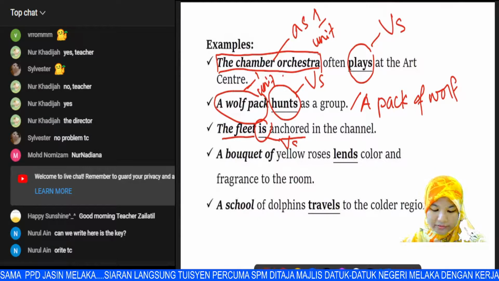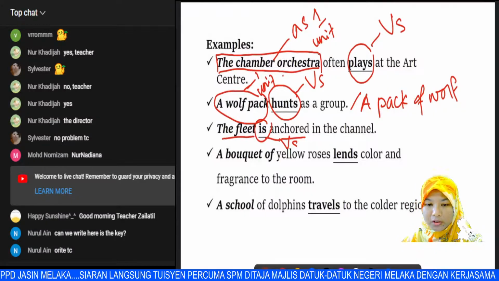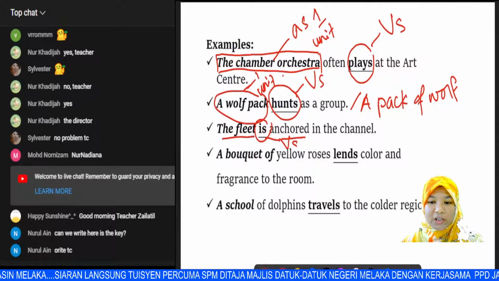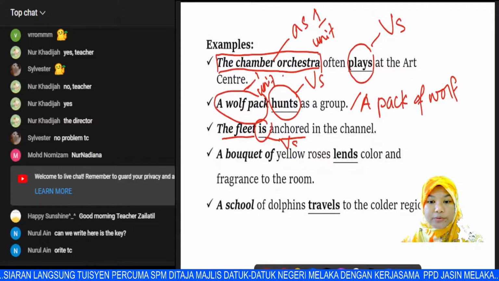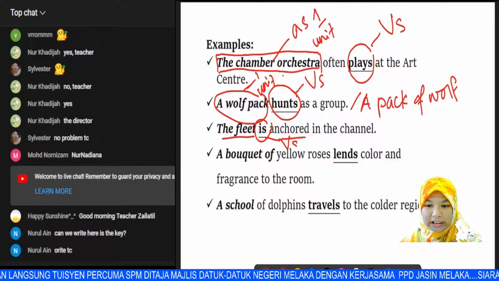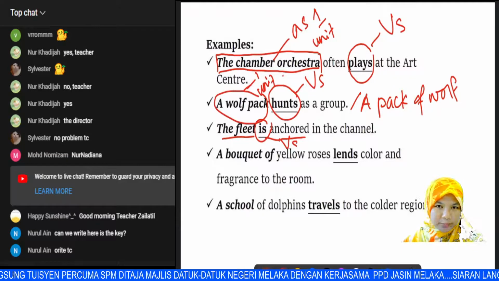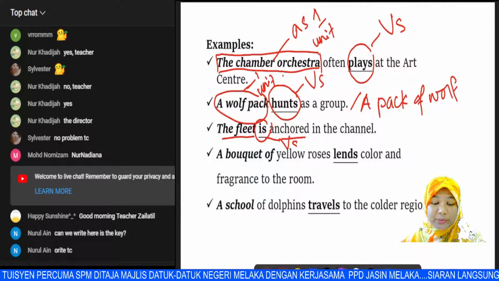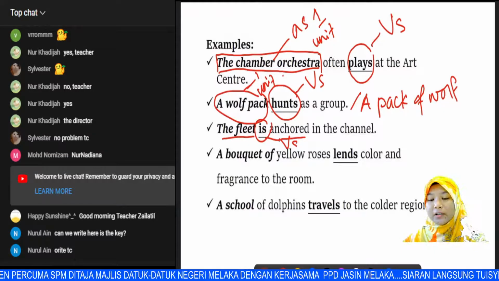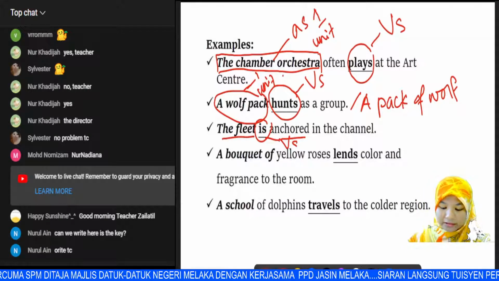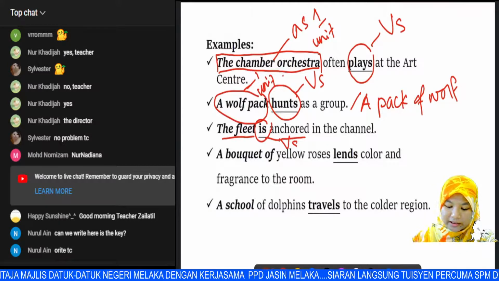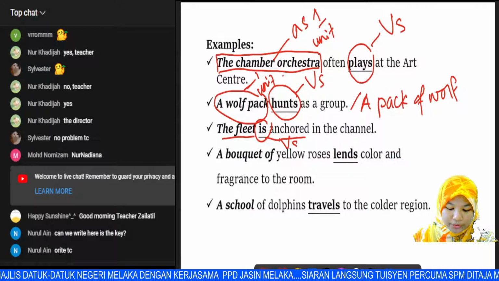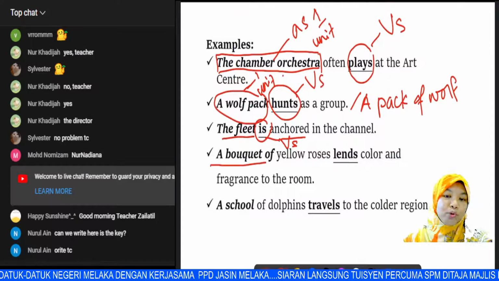Okay, next, example number 4. A bouquet of yellow roses lends color and fragrance to the room. Here you might get confused between a bouquet of or roses. You might get confused about the subject here. However, here you need to focus on the words a bouquet of.